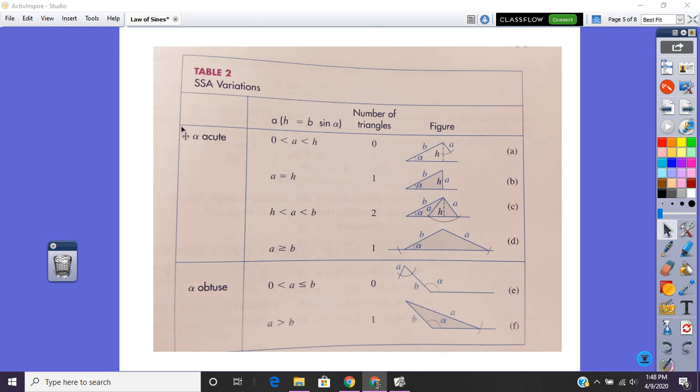But if A is acute, then we have to pay attention to what's going on here. If A is acute, the next thing I'd check is, is side A greater than or equal to B? If so, I've got one triangle, solve it like normal, I'm good to go. If not, then I have to refer to these formulas, and that's where it tells us what H is right here. So H equals side B times sine of alpha. And then we're going to plug our H's and our A's and B's into this to determine which of these three situations we have.